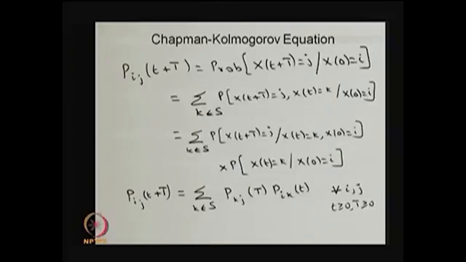Using this we are going to find out the transition probability Pij of t. You remember, to find out the distribution of X of t you need an initial state probability vector as well as the transition probability Pij of t. The initial state probability vector is always given. You have to find out the Pij of t. Once you know the Pij of t, you can find out the distribution of X of t for any time.